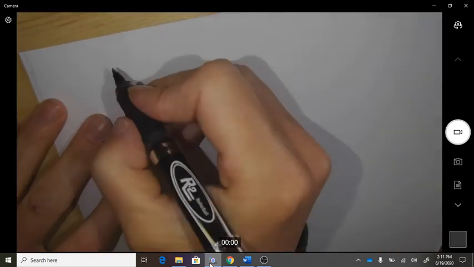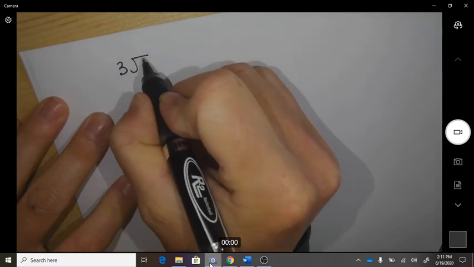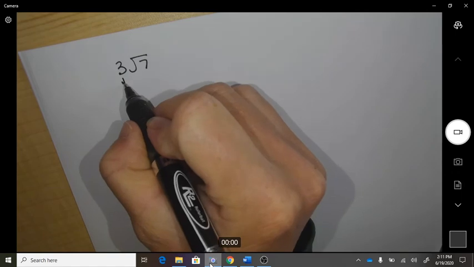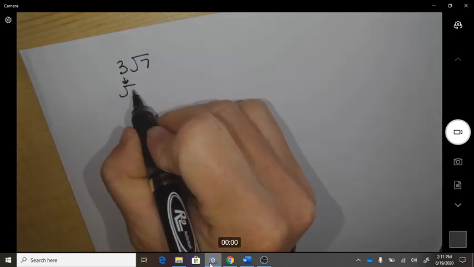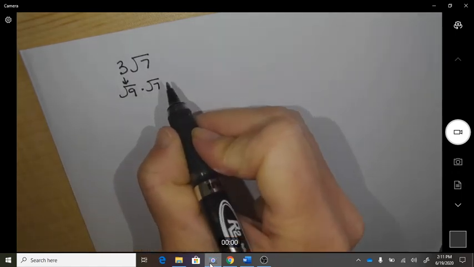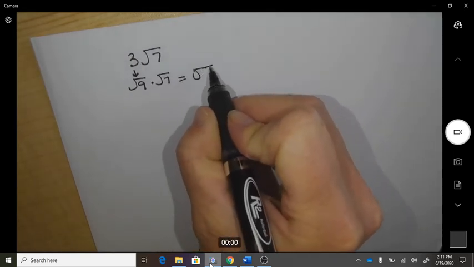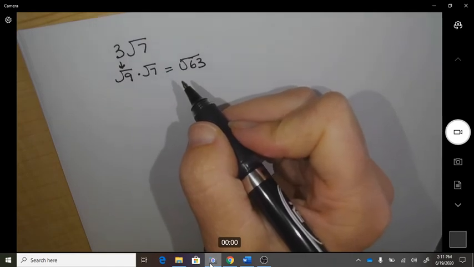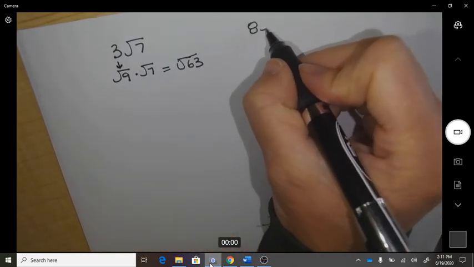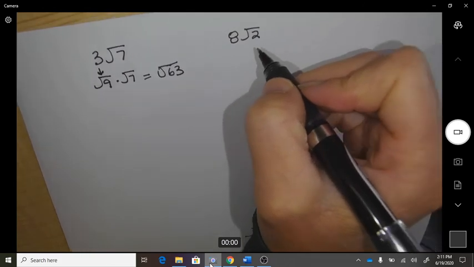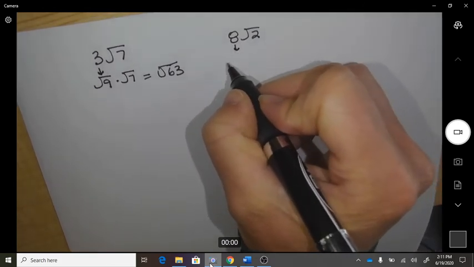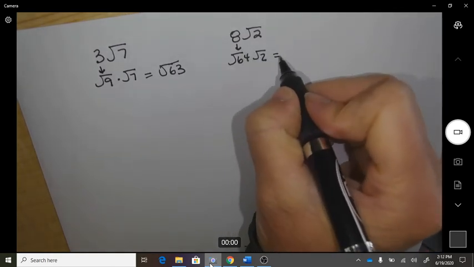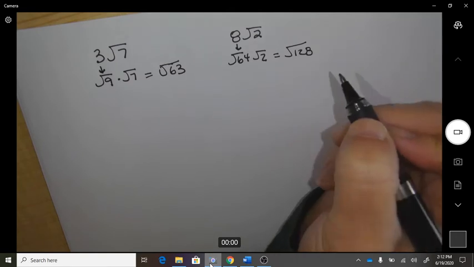Okay, what if I've given you a broken down radical and you have to get it back into a single? So how did you get a 3? It came from root 9. So this would have started with a root 63. Okay, so let's try another one. 8 root 2 to get that to a single radical. So how did you get an 8? Root 64. So this would have started as root 128.